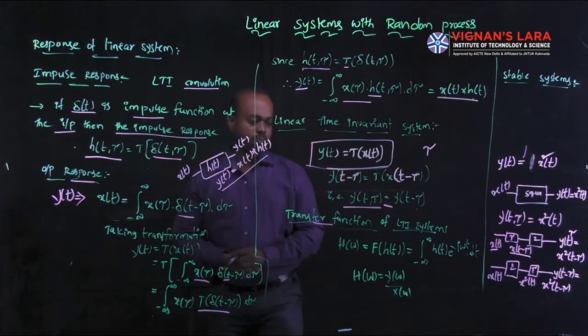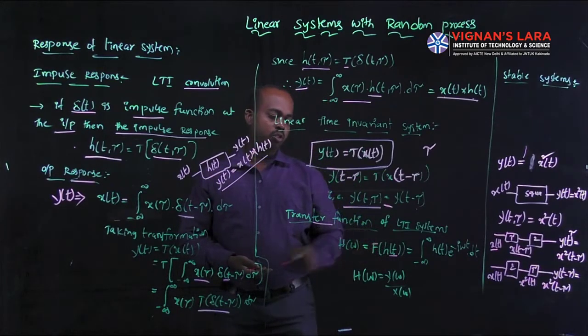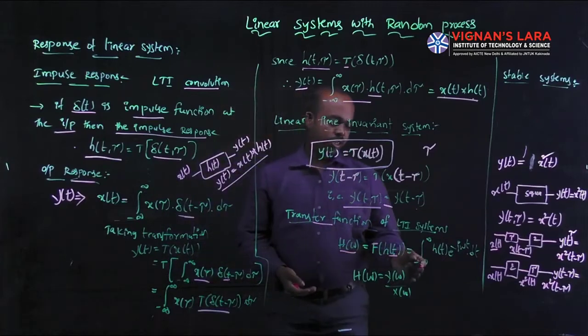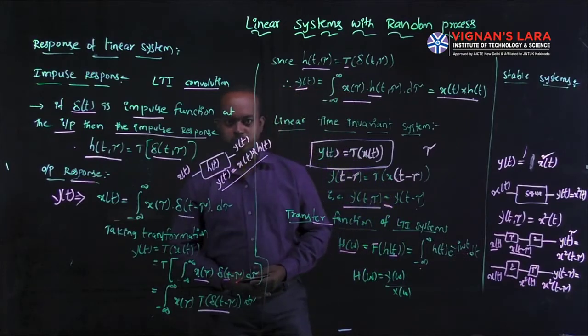Here I am taking the impulse response as h of t, and applying the Fourier transform to it. This is called the transfer function. We can represent it mathematically as the integral from minus infinity to plus infinity of h of t times e power minus j omega t dt. We write the function like this.